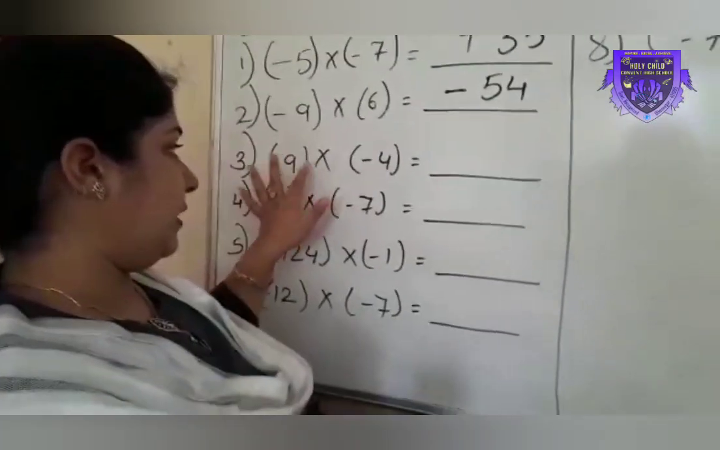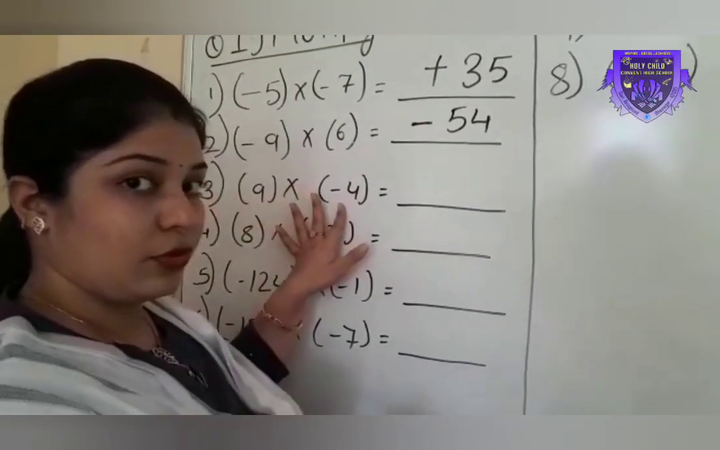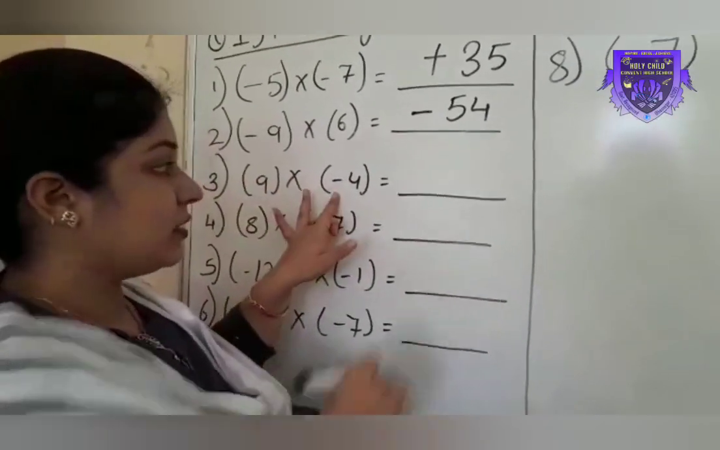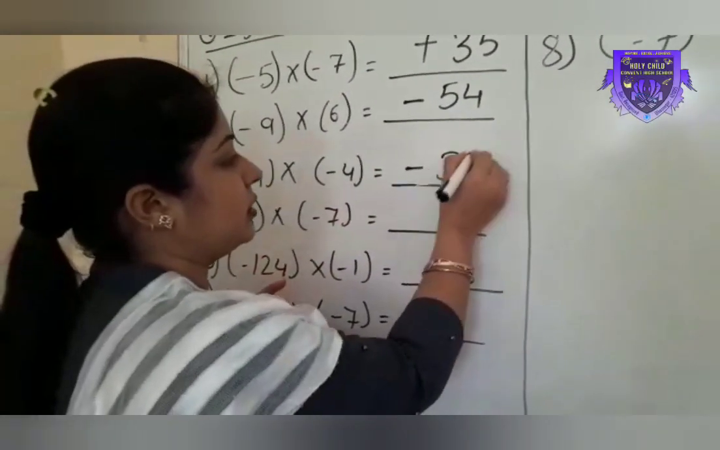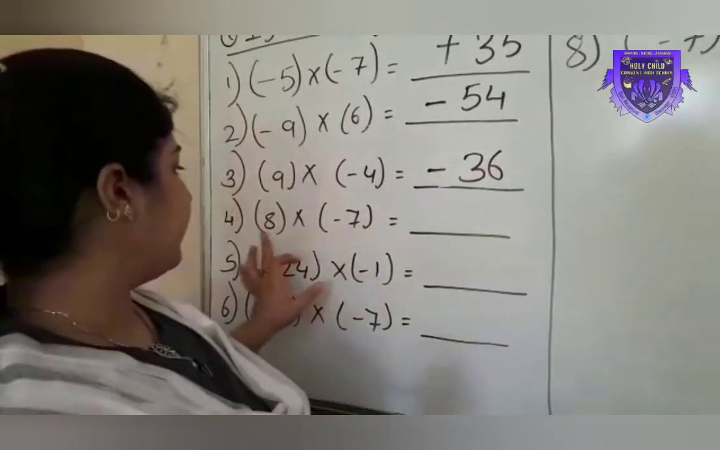Now positive 9 multiplied with negative 4. Plus minus gives us minus. 9 fours are 36.